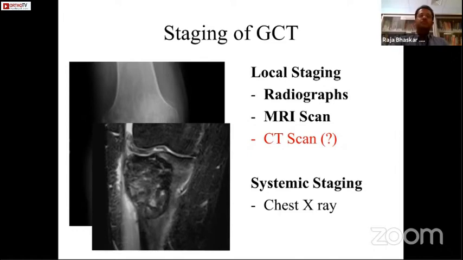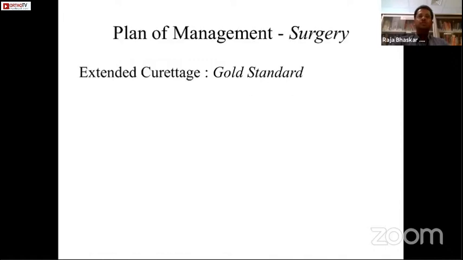And management of GCT has always been surgery. You need to do an intralesional surgery. As we know, there are 3 types of surgery: marginal, intralesional, wide excision. So you just need to do an intralesional surgery.